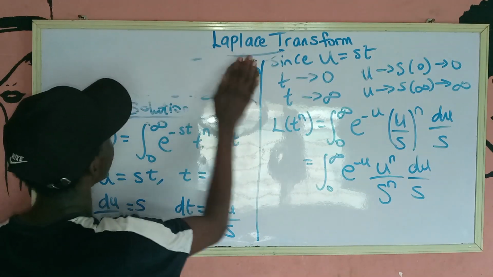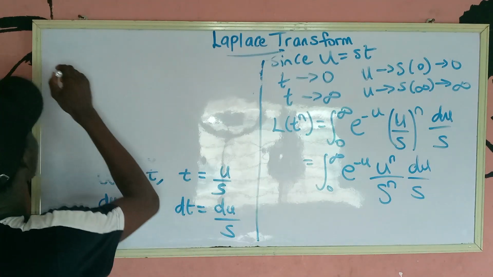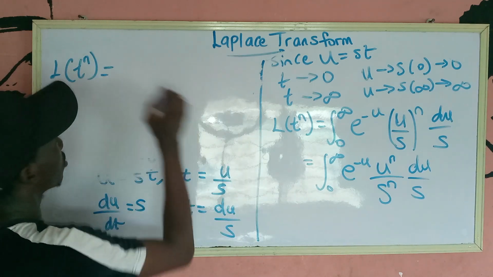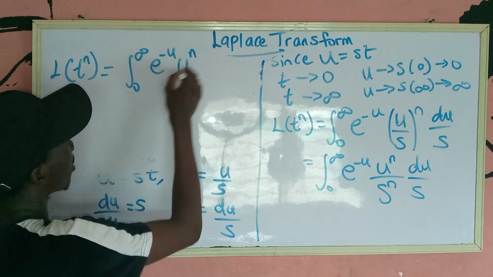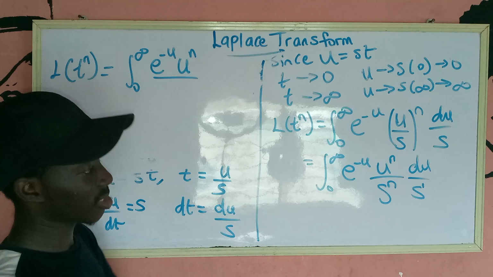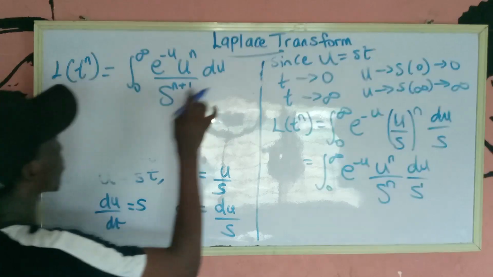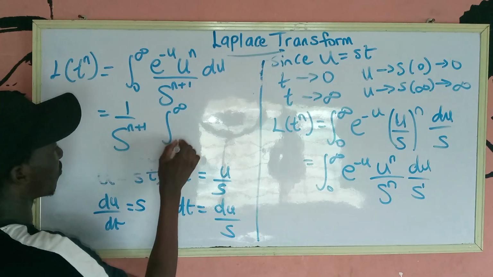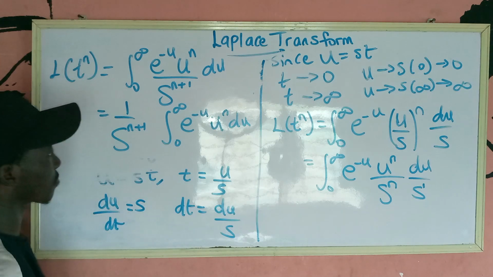Then from there, I can rearrange everything here as e raised to power minus u, u raised to power n over, now this is s raised to power n and this is s raised to power 1. From indices, this becomes s raised to power n plus 1 du. So this comes out, that is 1 over s raised to power n plus 1, and you're having the integral from 0 to infinity of e raised to power minus u, u raised to power n du.